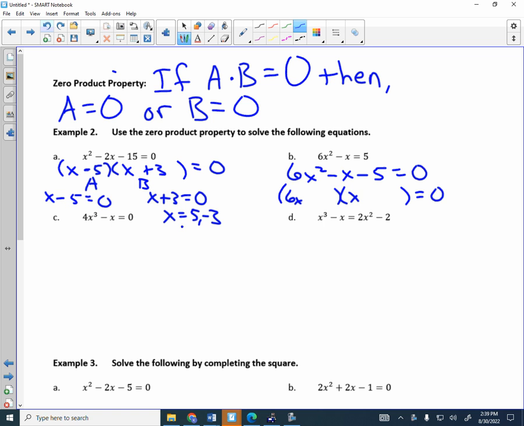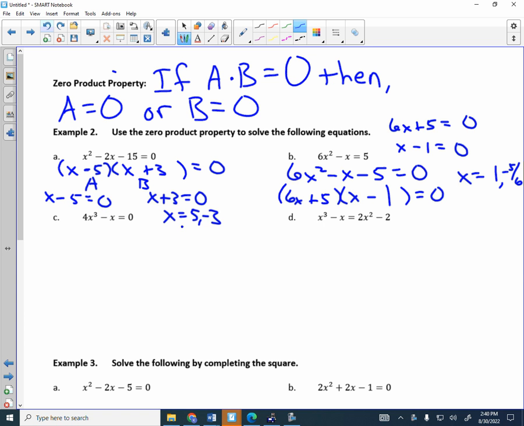1, negative 1. Got to multiply to negative 5. Plus 5 and negative 1. Okay, so I got 6x plus 5 is 0, and I've got x minus 1 is 0. So I've got 2 equations I'm solving. So x is 1, and what's the other one? Negative 5 over 6. You good with that?